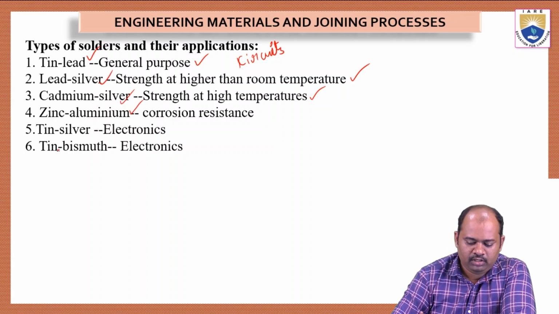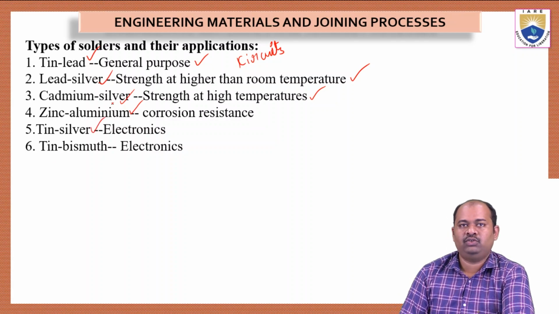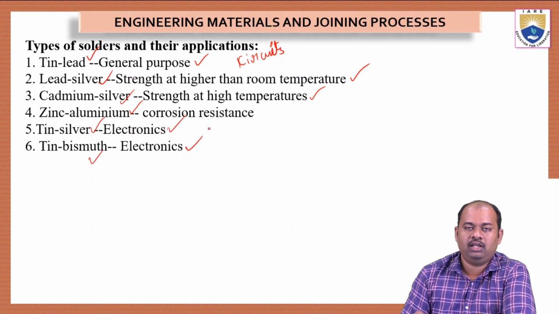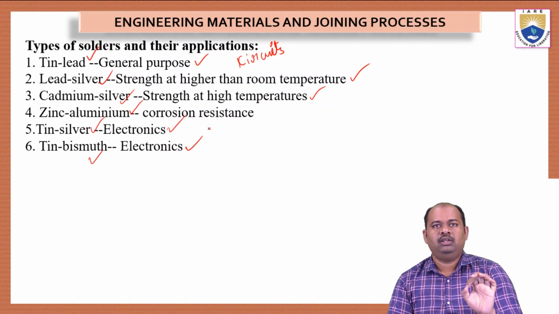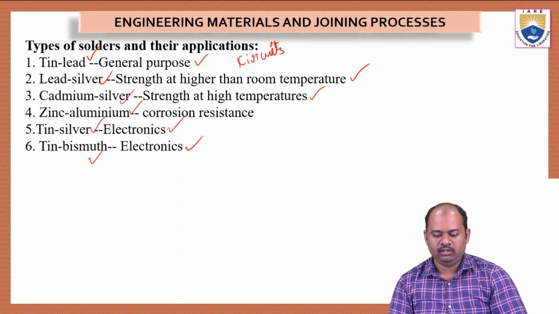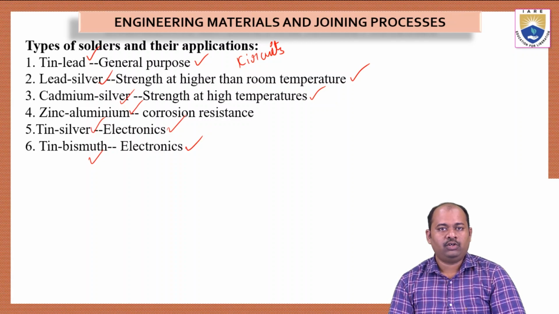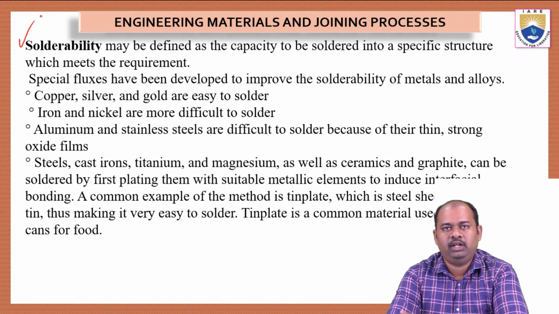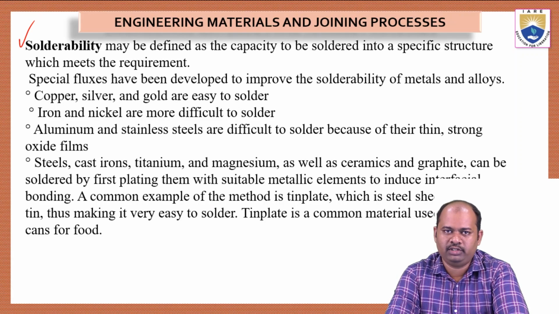And then we have tin silver solder, which is used in electronics. Tin bismuth is also used in electronics. So these are some of the solder materials which are used in the electronic industry as well as for soldering. So let us see what is solderability and how it affects the soldering process.